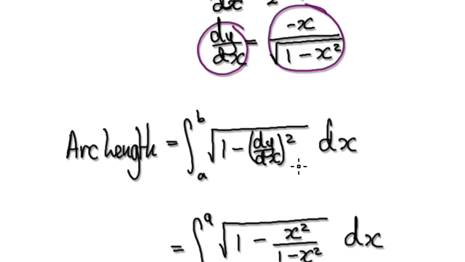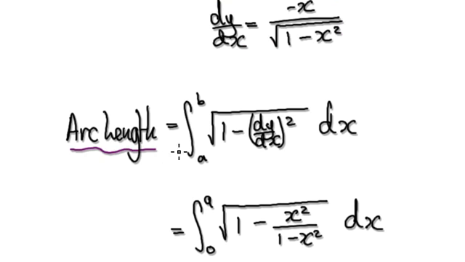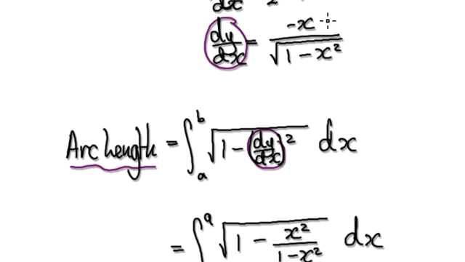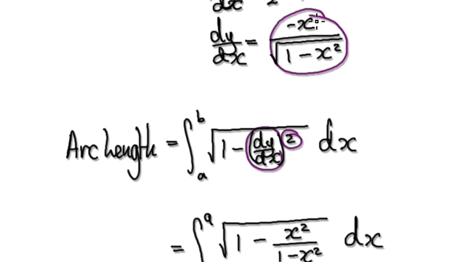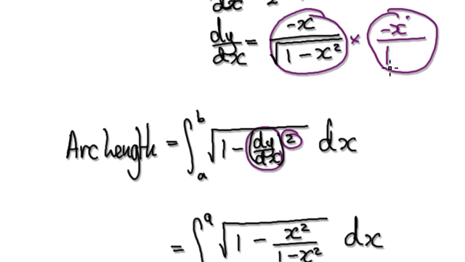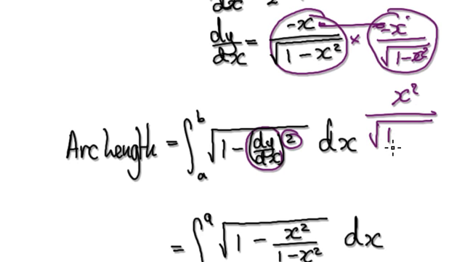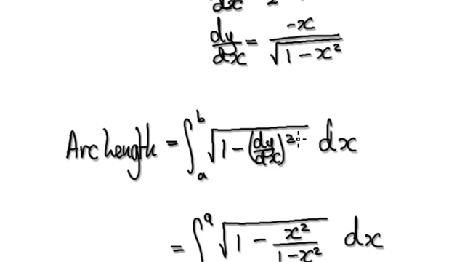So looking back at the formula for the arc length, we need to know dy by dx. Well, dy by dx is given by this. So now we need to square dy by dx, meaning we need to square this. Well, squaring it means you multiply it by itself. So it will become this. So you're multiplying it by itself: top times top would be x squared, and bottom times bottom will be 1 minus x squared. So if you square this, it will become this.